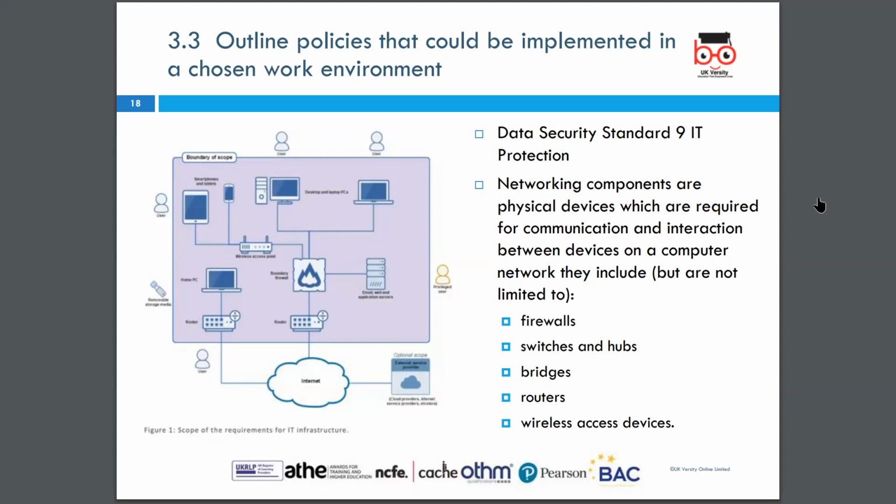Also, we have the networking components, which are physical devices required for communication and interaction between users and devices. Then there are policies regarding firewalls, switches and hubs, bridges and routers. Here is a simple reconstruction. On the image, you can see the reconstruction of a network system and the physical components which make up our network.